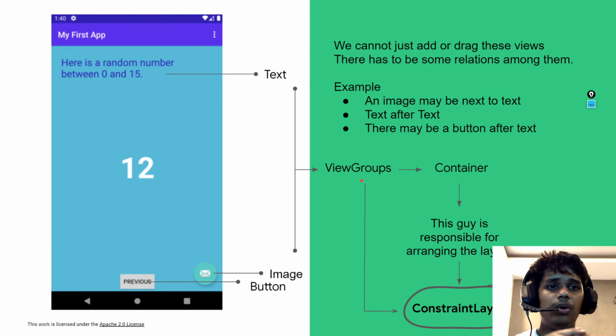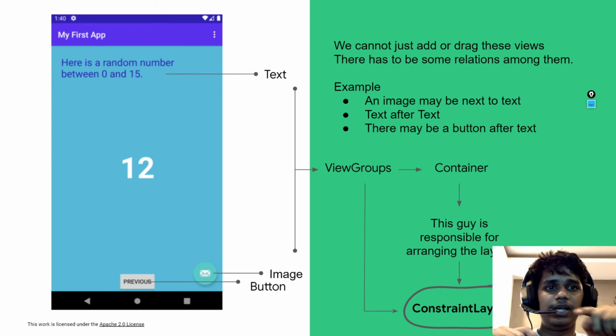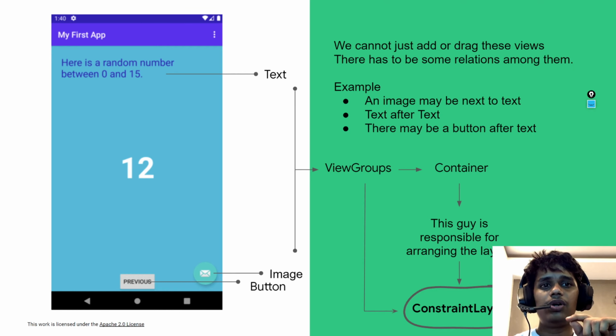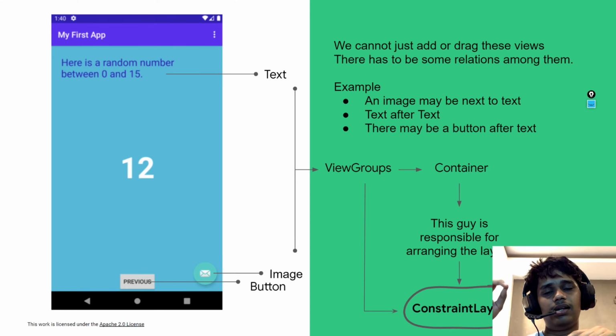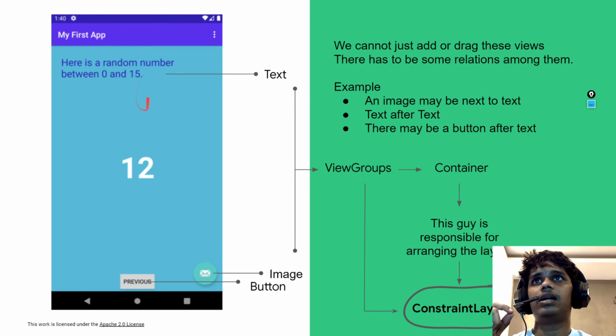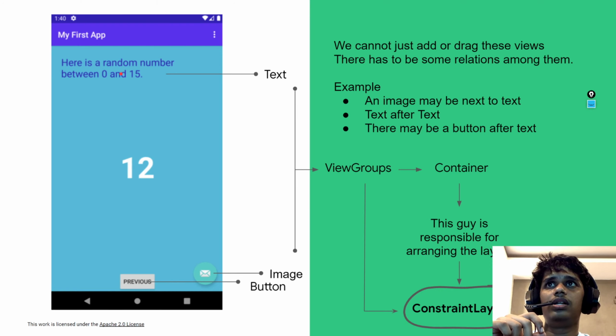So in Android Studio, let us say that you are using Pixart or something. In Pixart, you can drag an image and place it anywhere on your screen. But in Android Studio, there are certain restrictions. The first restriction is that you cannot just drag and drop certain elements. Let me take the example of this text. If I want to just drag and drop this text, there are some restrictions in Android Studio.